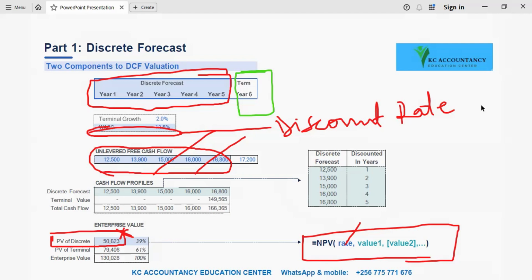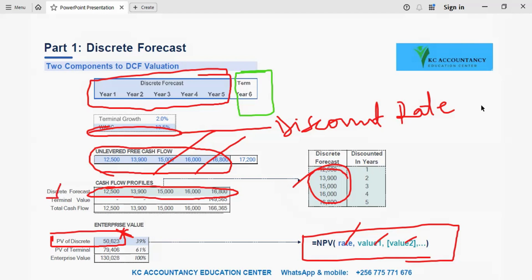The next thing the NPV function asks for is the values. For the values, we are using the values shaded in green here. These are our discrete values, coming from those tables, as you can see.